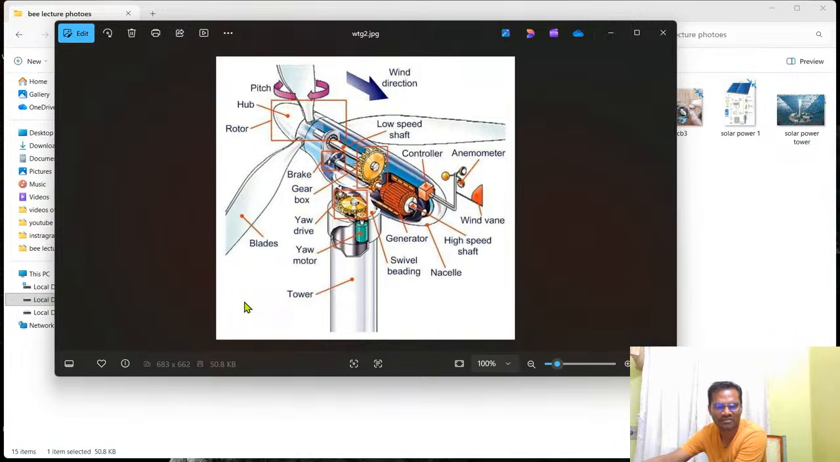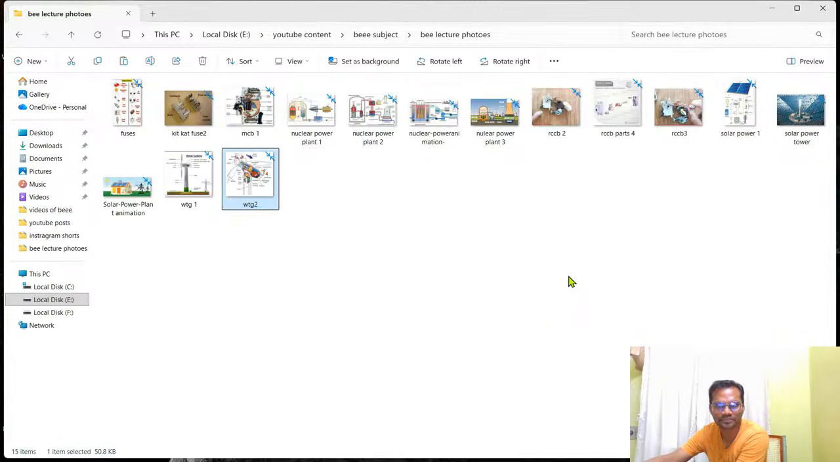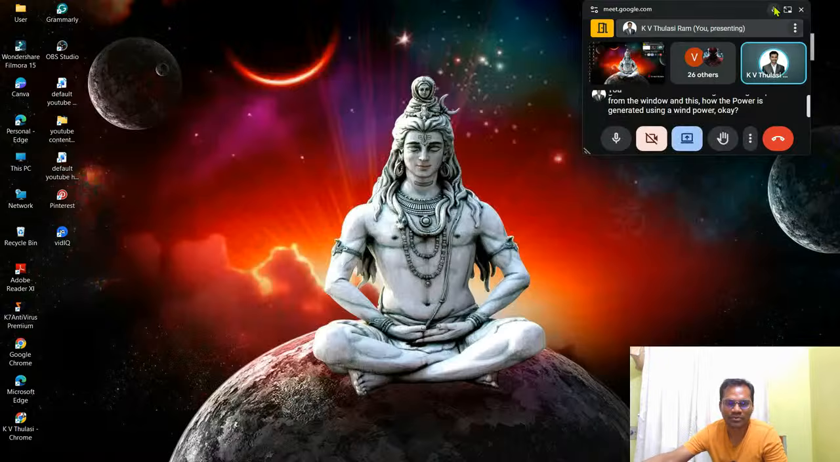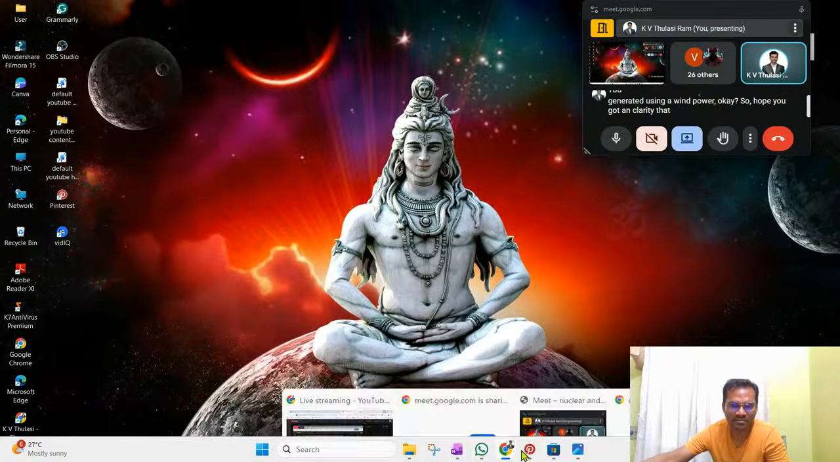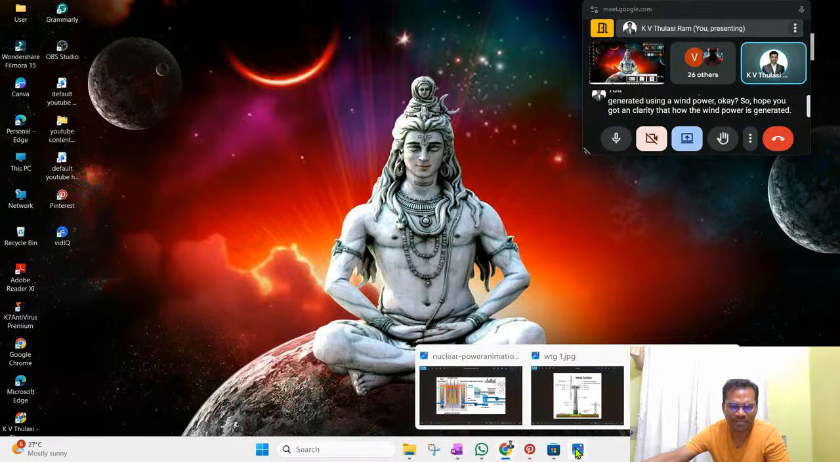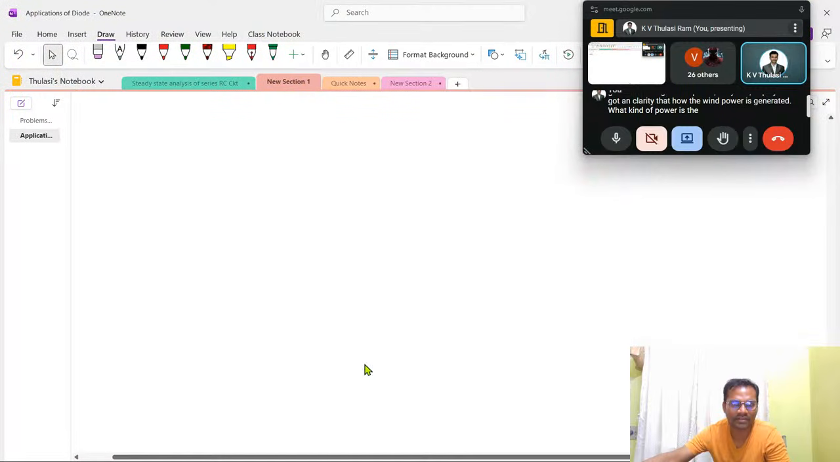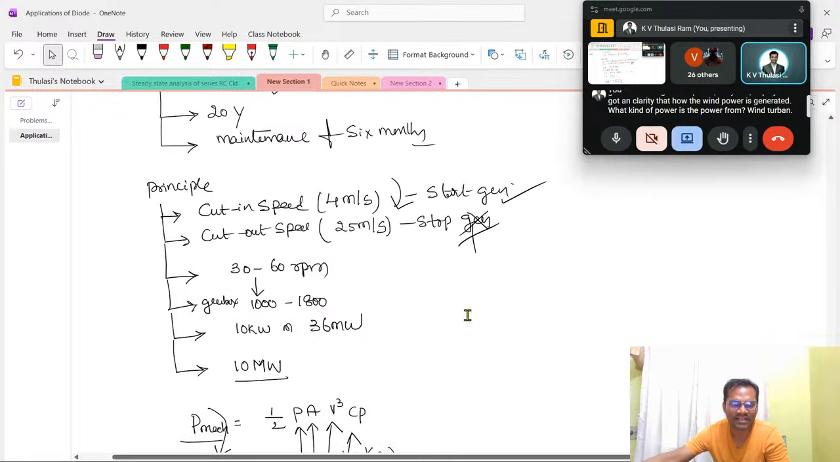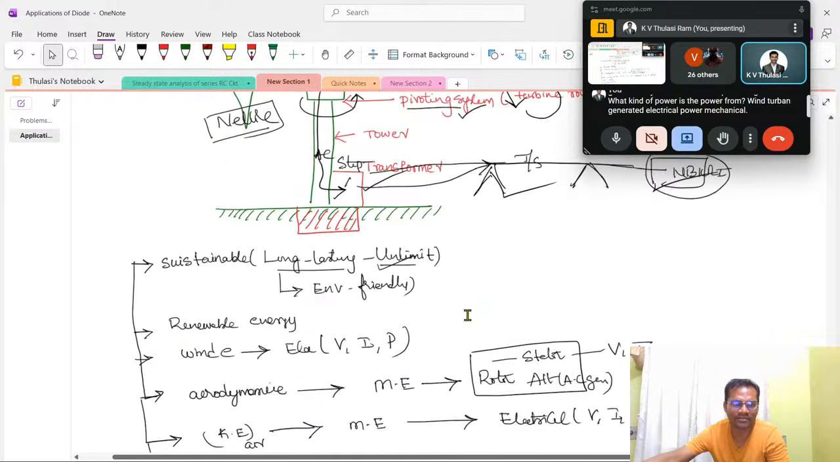That's how we are generating power from the wind, and this is how power is generated using wind power. Hope you got clarity on how wind power is generated. What kind of power is generated from the wind turbine? Electrical power or mechanical power?